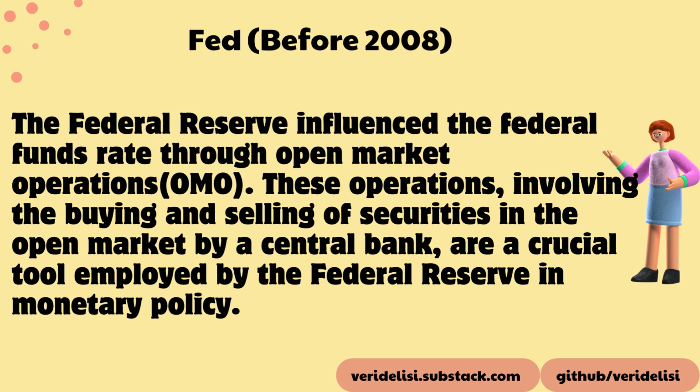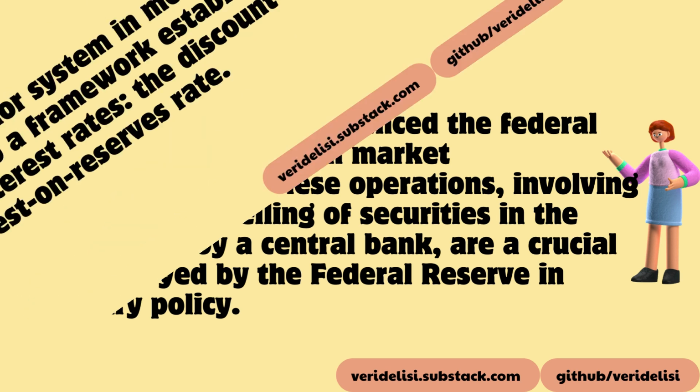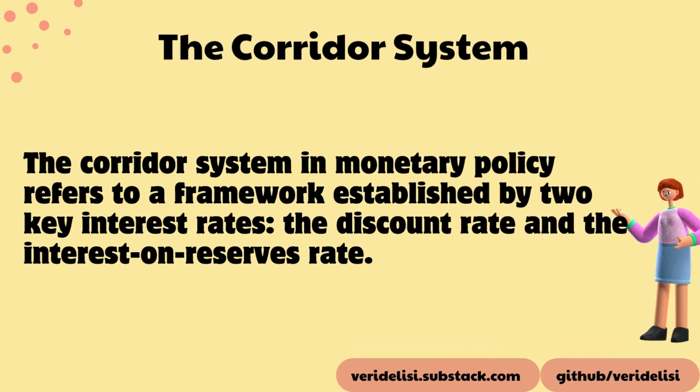It used OMOs to adjust the supply of reserve balances so as to keep the federal funds rate around the target established by the FOMC. The corridor system in monetary policy refers to a framework established by two key interest rates, the discount rate and the interest on reserves rate.